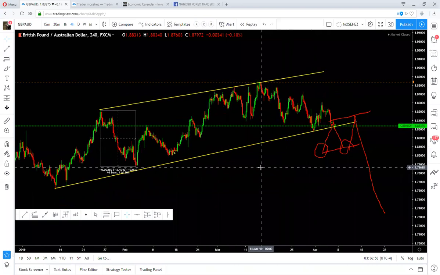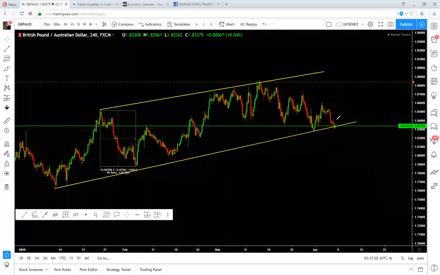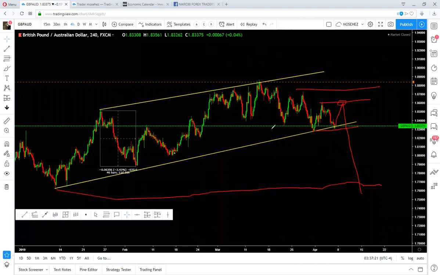So let it do what it wants to do. This move is what I expect to happen during the next week. Then, so now that is our correction. So this is where we enter. Stop loss behind there, target there. A move like this.